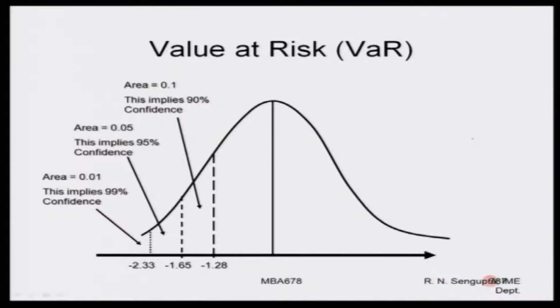Now, this is the corresponding picture which I want to discuss. It is basically 2.33 or plus 2.33, whichever direction you are considering. So 2.33 would have a counterpart plus on the right hand side. Similarly, 1.65 and 1.28 are the corresponding values for 95% and 90%. If you are considering 99%, then the overall area left would be 0.01.